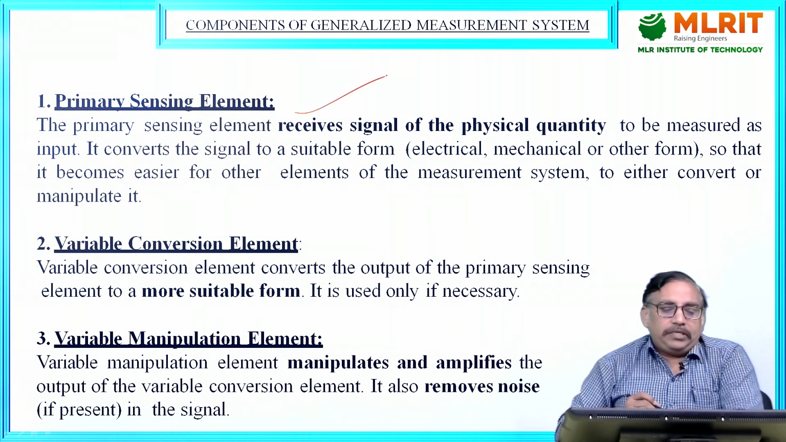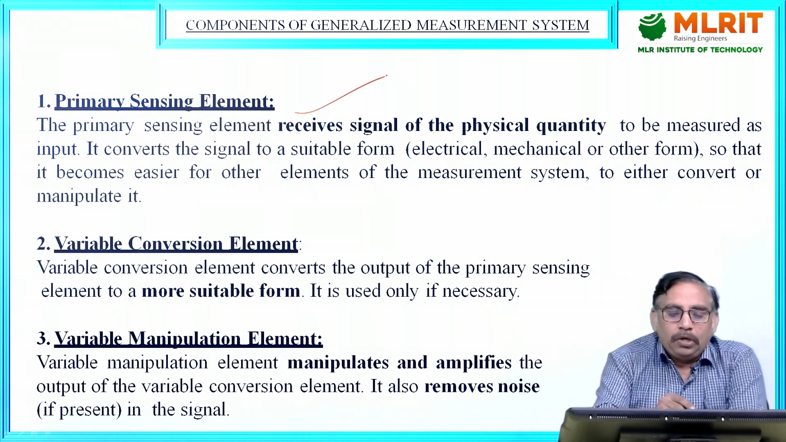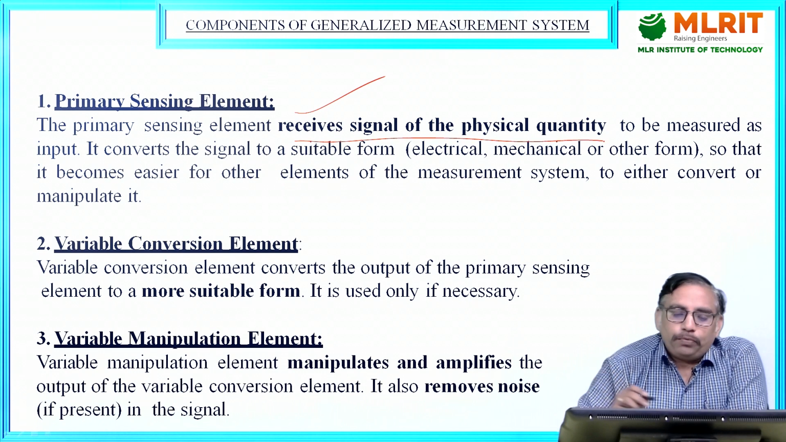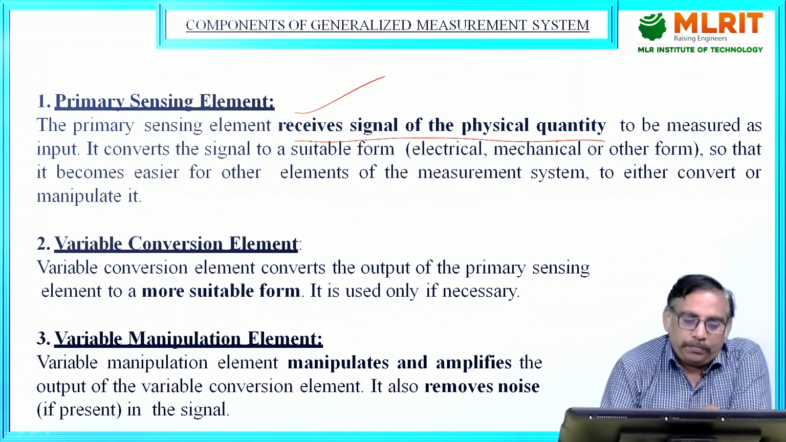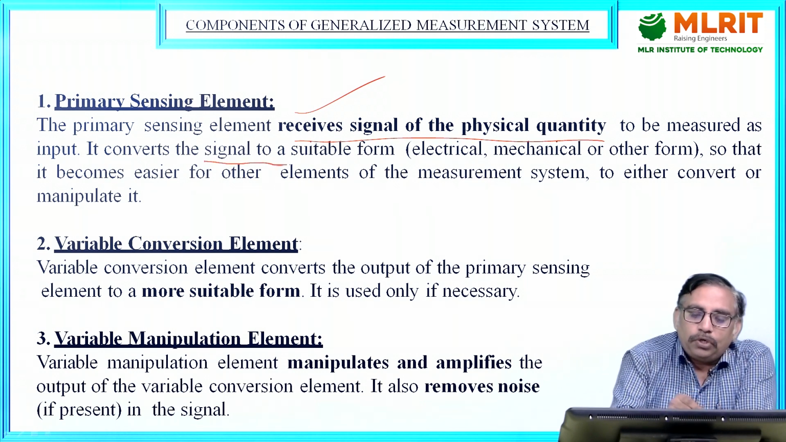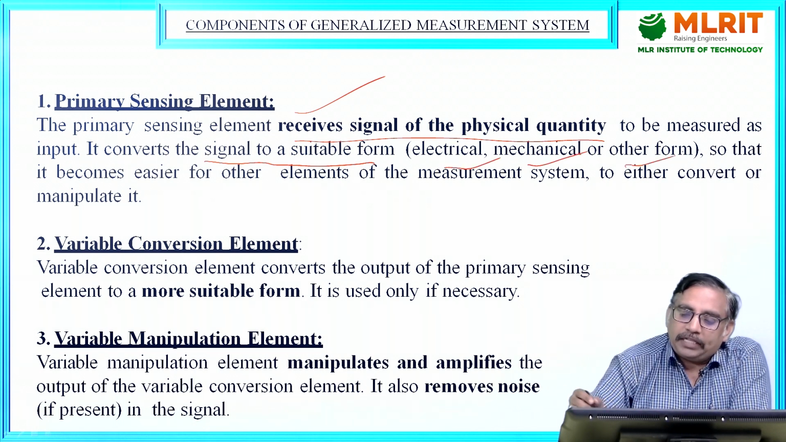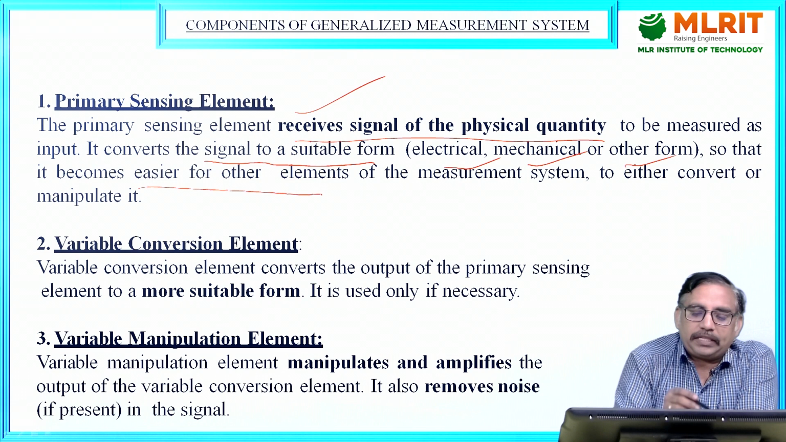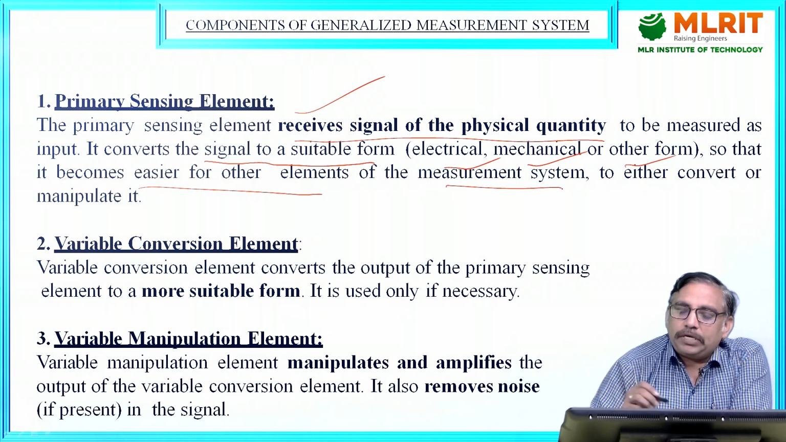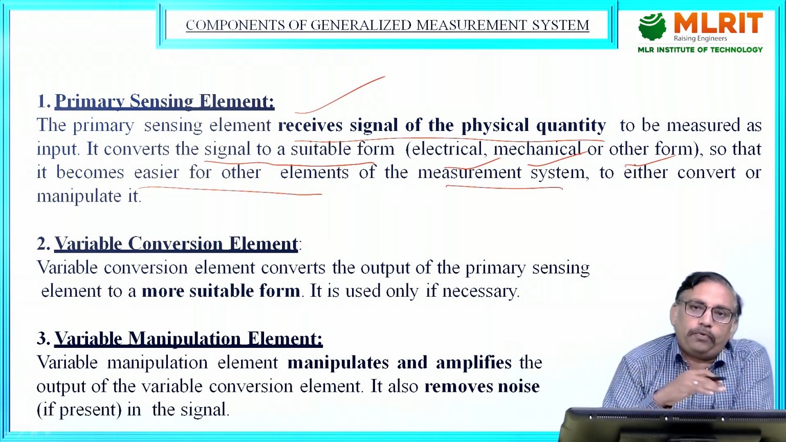So coming to them separately, as I said, we'll be discussing the primary sensing element. The primary sensing element receives the signal of the physical quantity to be measured as an input. It converts the signal to a suitable form, either electrical, mechanical or any other form, so that it becomes easier for other elements of the measurement system to convert or manipulate it.